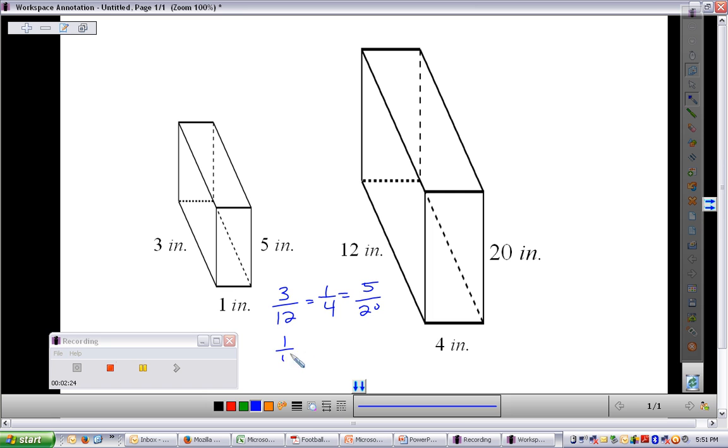3 over 12, that reduces to 1 over 4. 1 over 4, that's already the lowest, 1 over 4, and then 5 over 20, once again, I can reduce that to 1 over 4. So once again, I can see that all the base edges are proportional, so these are two similar rectangular prisms there.